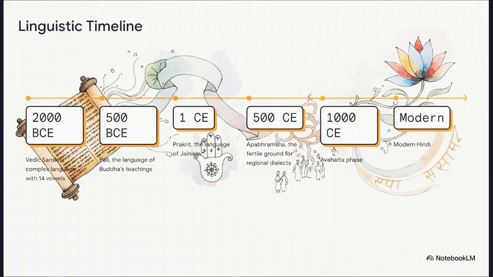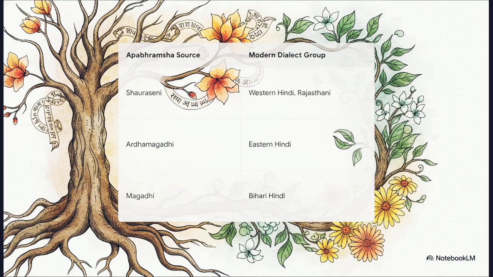Now that Apabhramsha phase we just mentioned, the word literally translates to broken or fallen. But actually, scratch that. It absolutely wasn't a decline. In reality, it was this incredibly fertile ground where modern regional languages sprouted up. Specific regional forms of Apabhramsha birthed 18 modern dialects across 5 distinct groups.